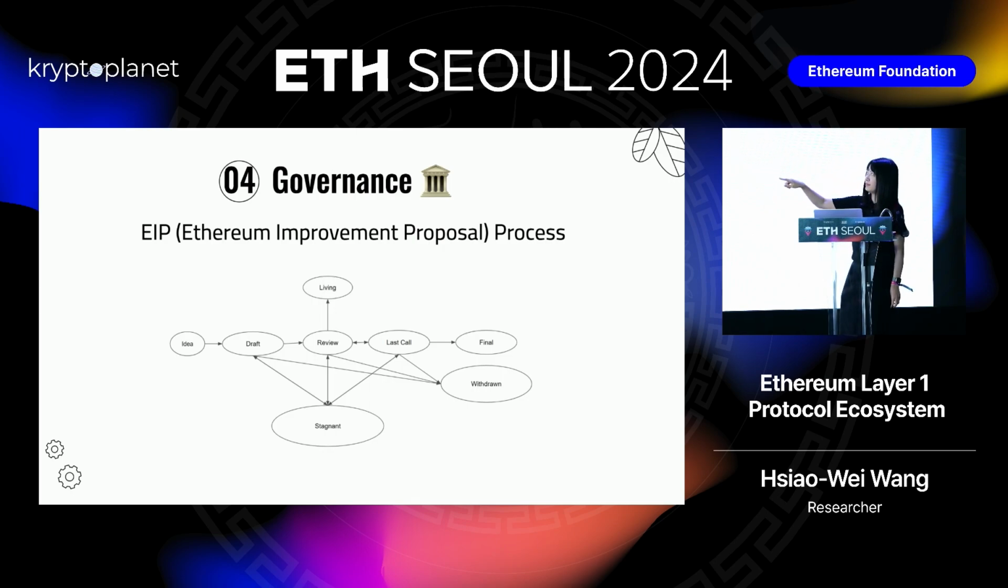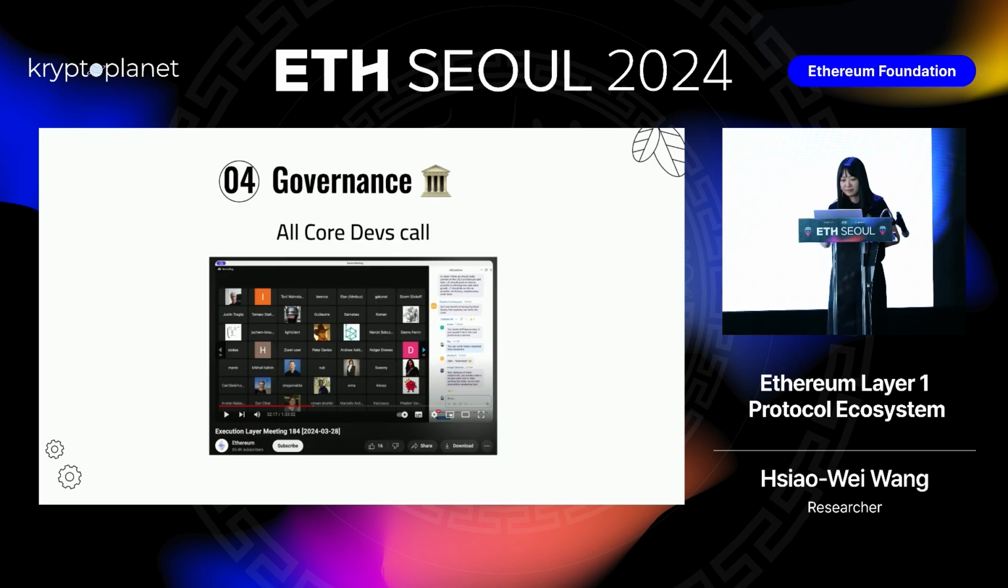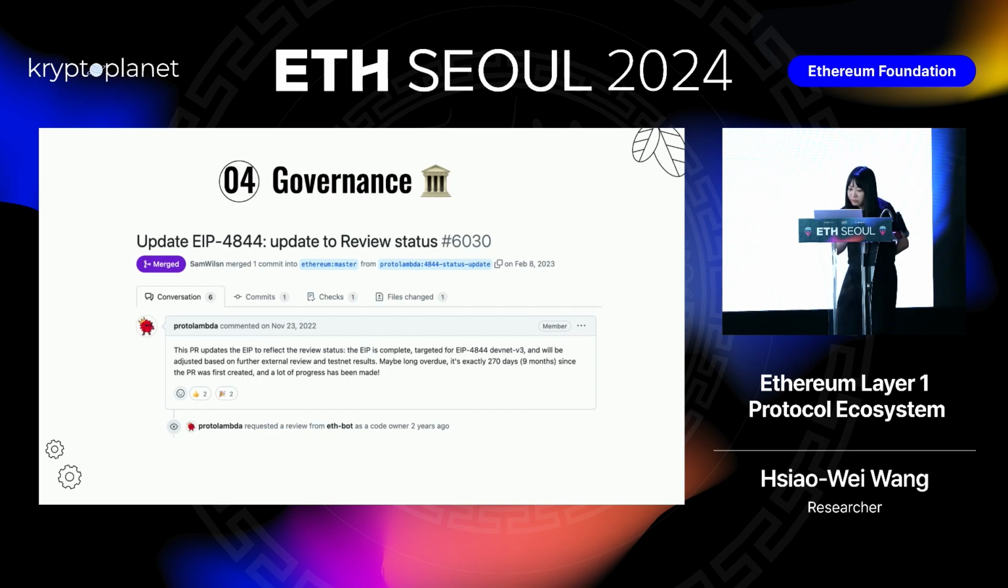This is the state flow described in EIP 1. To get one idea included in the final stage, it has to go through many statuses. We also have the All Core Devs call at 2 p.m. UTC every week to keep discussing whether this feature is good and its future roadmap. And then finally, in November 2022, the EIP was moved to the next stage, the review status.